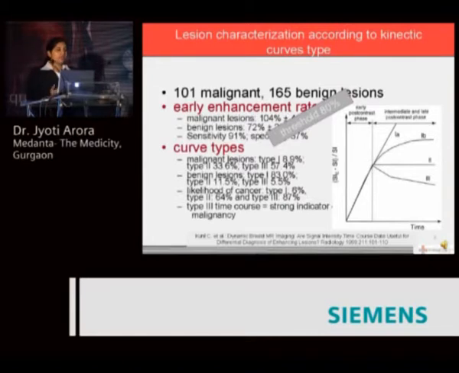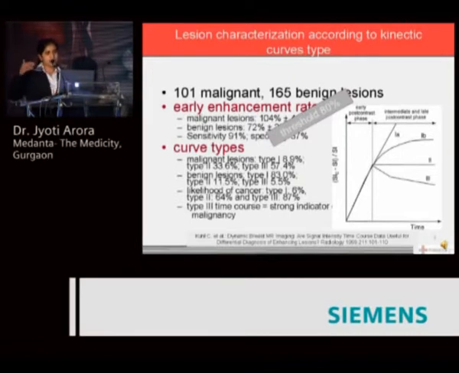Lesion characterization according to the kinetic curves. Here you can see that there is a rapid initial uptake. There are various papers published, and one paper published in Radiology says it's an 80% threshold that is seen in the initial uptake phase. This is followed by a rapid washout. When I say washout, it has to be at least 10%. That's the type 3 curve that we see in malignant cases. If there's a type 3 curve, the likelihood of cancer is about 87%, which is quite high.